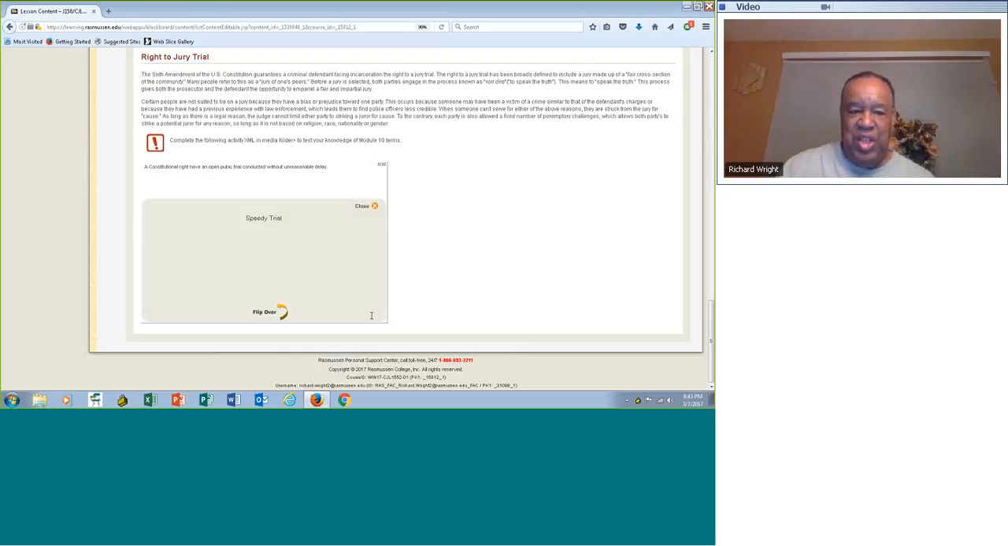But speedy trial. There are various jurisdictions. We're going to talk about that as well. The right to an open public trial conducted without unreasonable delay. The only difference from this, the speedy trial, is that juveniles don't have open public because there's a different process that takes place there. But in adult court, it's open to the public. Sometimes people say, well, I couldn't get in. That's because the courtroom was already full.